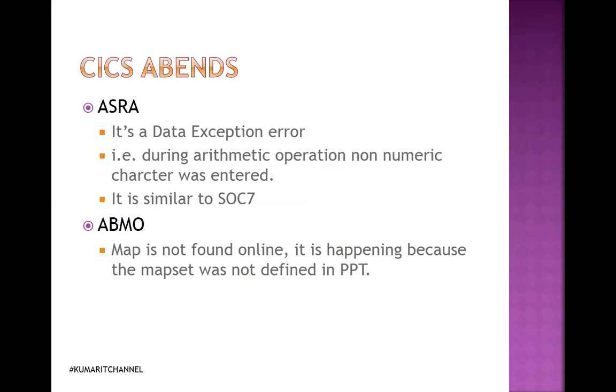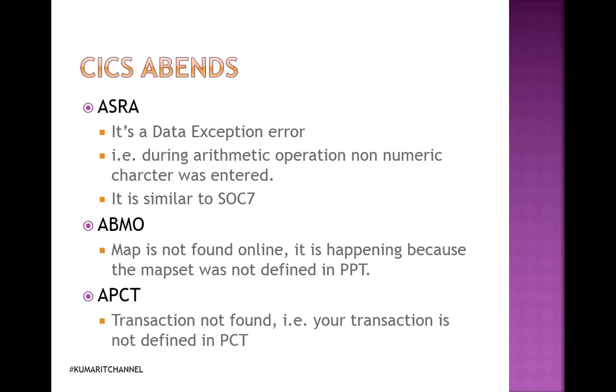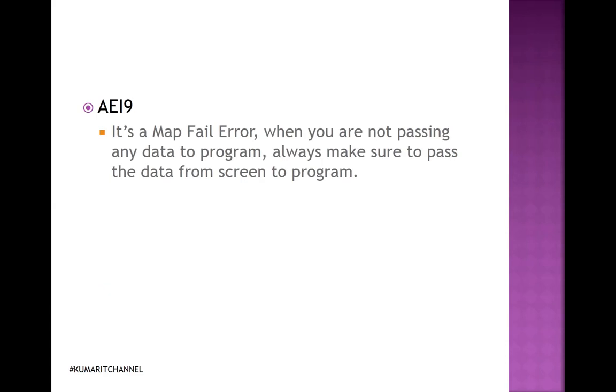And the other one is ABMO, map is not found online. It is happening because the mapset was not defined. Normally CEMT new copy is not done, or initially itself it is not defined, and there is no entry in the program processing table. So in that case, ABMO will abend. APCT, transaction not found, that is your transaction is not defined in the PCT. And AEI9, it is a map failure error.